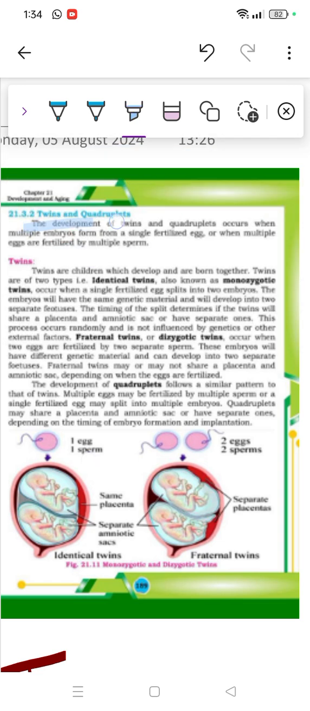Let's see. First thing, here it's mentioning a lot of things, which I will just tell you. Development of quadruplets, twins or quadruplets. This means sometimes 4 or 3 babies can also be born. This occurs when multiple embryos form from a single fertilized egg.